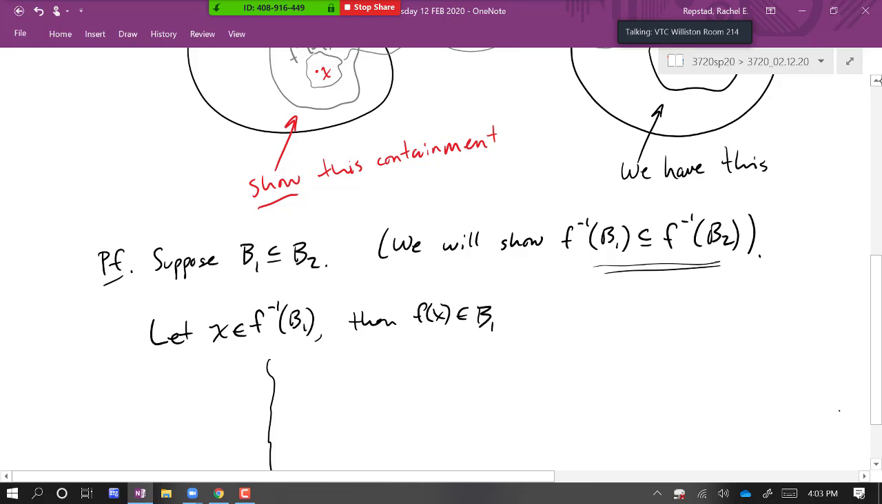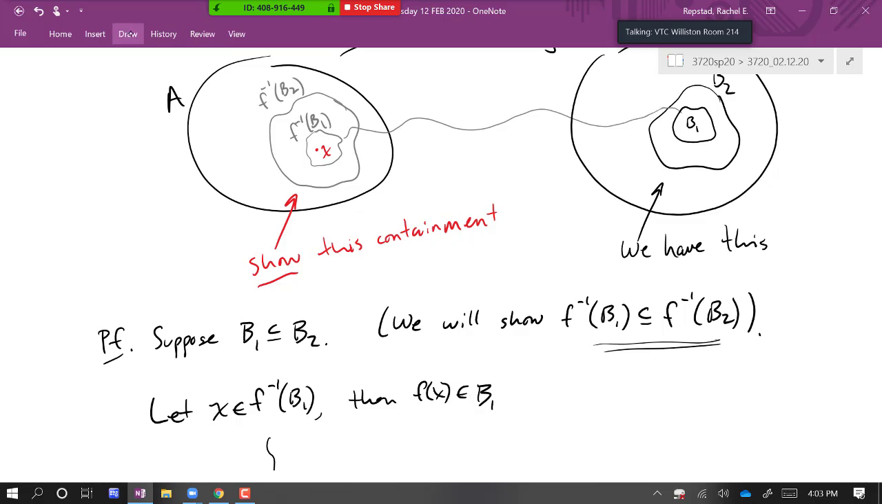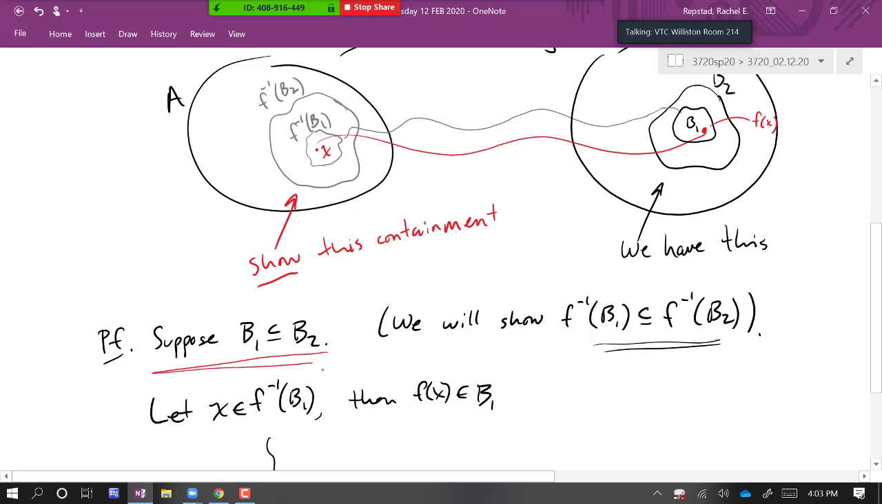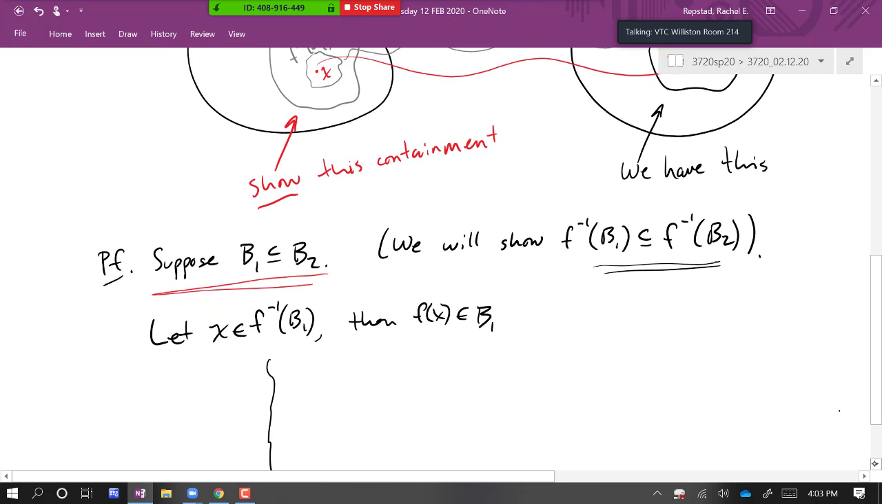Now we have an element over here. We know that if I send x through the function, it puts us here. At some point, you're going to use our supposition that B1 is contained in B2. You're going to use the definition of a preimage again, but it takes maybe 2, 3 more lines to deduce that x is going to be in the preimage of B2.